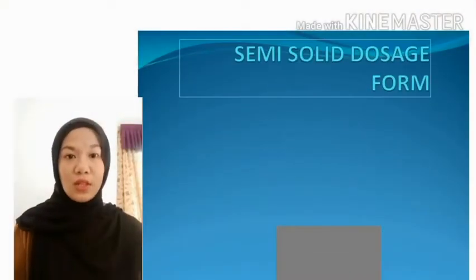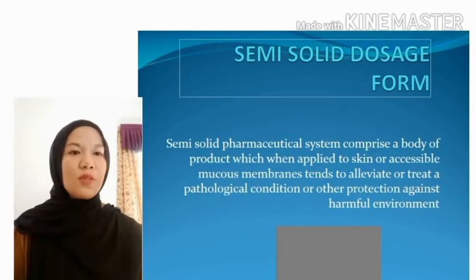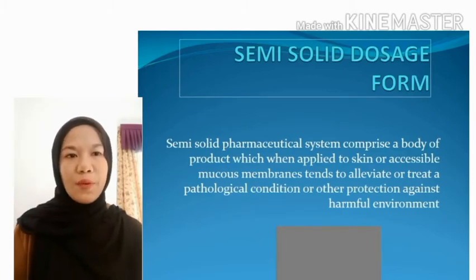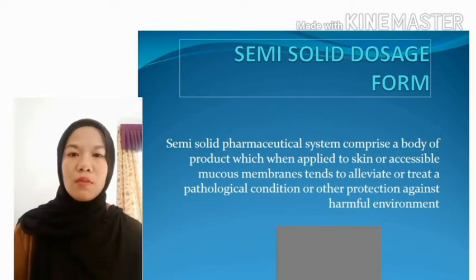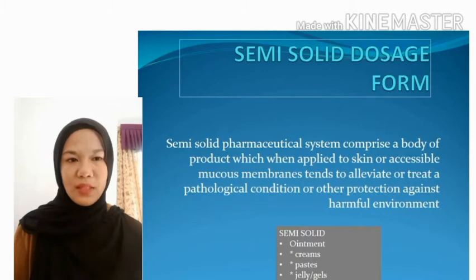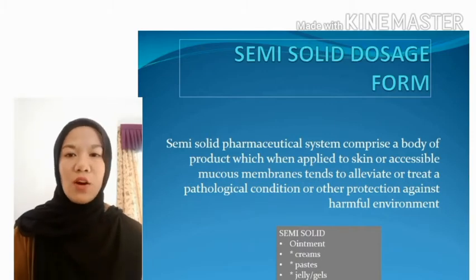What is a semi-solid dosage form? Semi-solid is a pharmaceutical system comprising a body of product which, when applied to skin. Semi-solid has 4 types, which are ointment, cream, paste, gel or jelly.